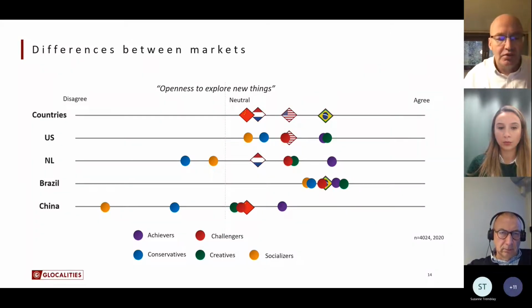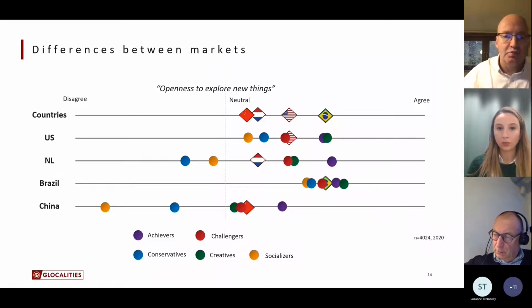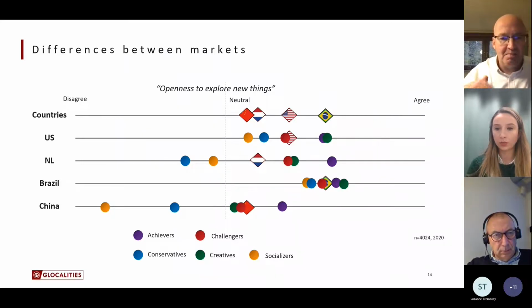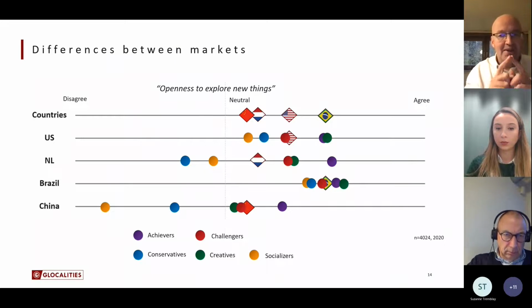So here, now, you can argue, because that was the counter reply that I had, that, well, these markets are quite similar in socio-cultural context, but these markets are really different. We took Brazil, US, Netherlands, and China. And this is the openness to explore new things. You see in many of the cases, in this particular dimension, the differences within the markets are bigger than these massive differences. In the US, there's a big difference. In the Netherlands, which is a very small country, this is hugely different.